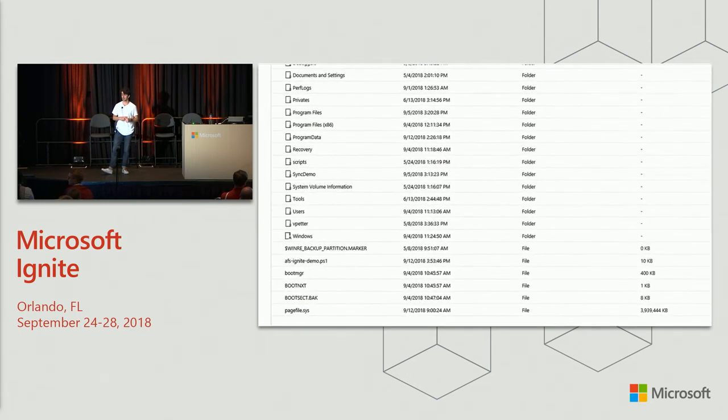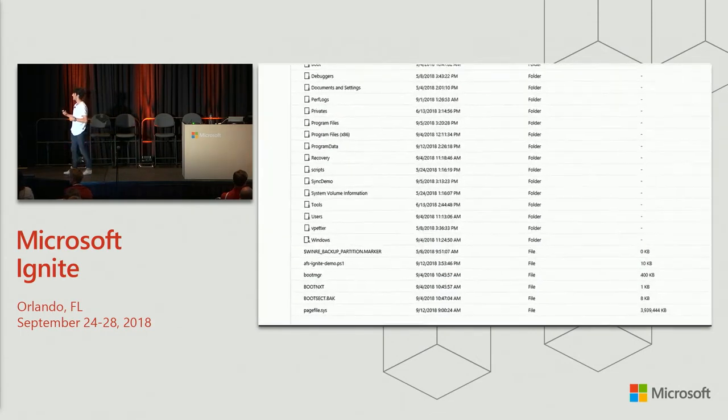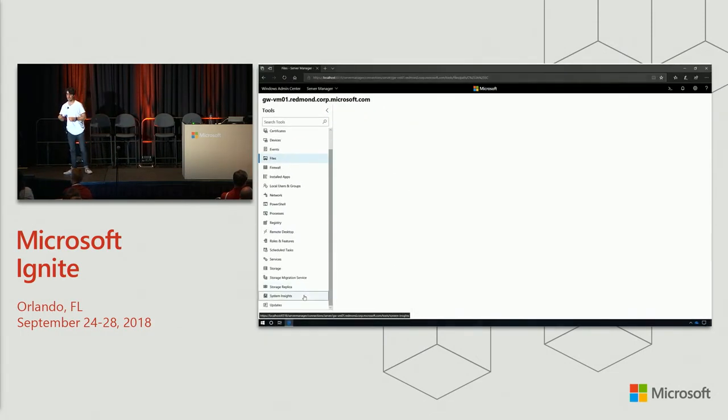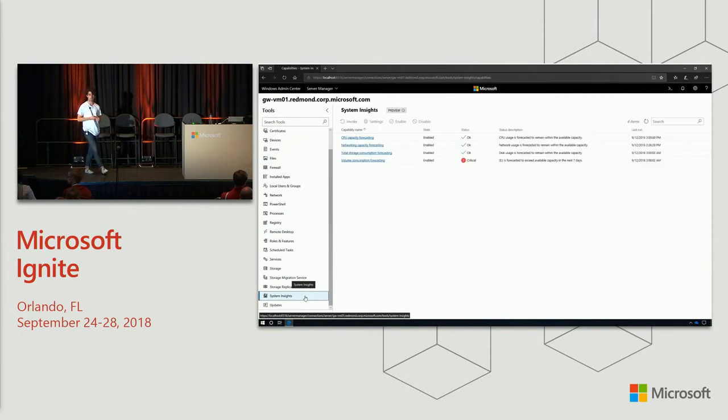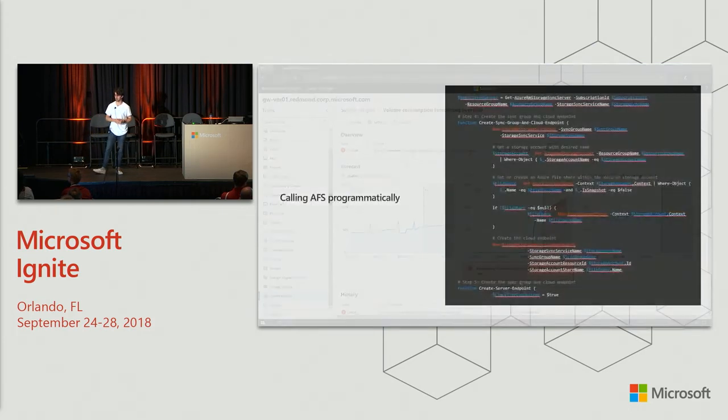Here, I've also already uploaded the script that will be used to invoke Azure File Sync. And then I can go back into System Insights to show you what my current utilization actually looks like for that volume. So this is one of the same volumes I showed earlier. I've just been periodically adding dummy files to this to trigger a critical prediction. I'm going to skip the step where I actually type in the path and the credentials.